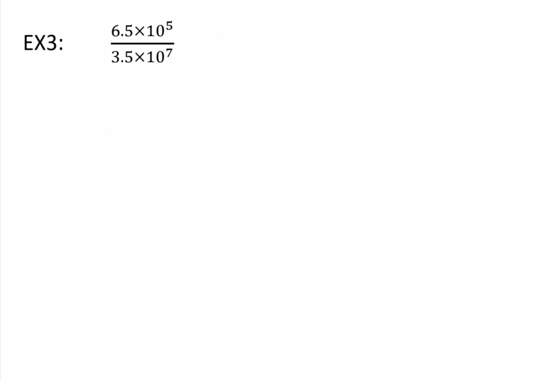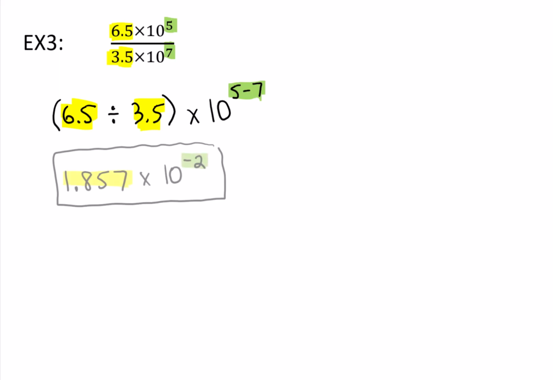So here's a new problem. This one is division instead of multiplication, and we treat it very similarly. We start off with the 6.5 and the 3.5 by highlighting those, and we actually divide those to begin. Then we take a look at the exponents, 5 and 7, and we subtract those. So it's times 10 to the 5 minus 7 power. With the multiplication, we add the exponents, but now with division, we actually subtract the exponents. That leaves us with 1.857 times 10 to the negative 2nd power.